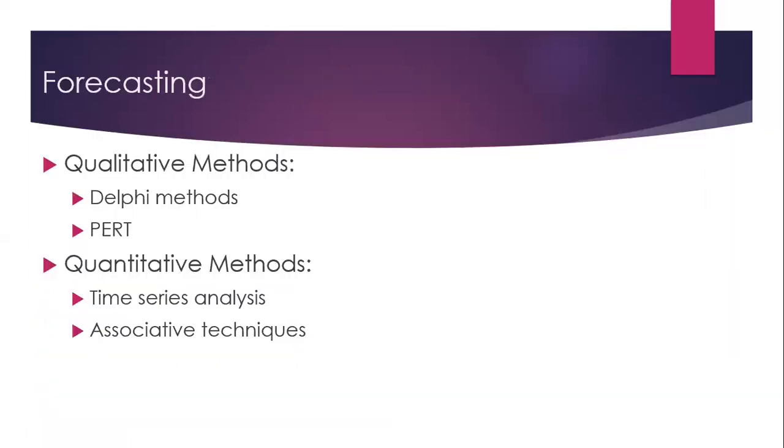So, forecasting. Forecasting methods may be classified into qualitative methods and quantitative methods. Qualitative methods include Delphi methods or PERT. Quantitative methods include time series analysis and associative techniques such as regression analysis. I have a separate lecture on forecasting. The link is given above.